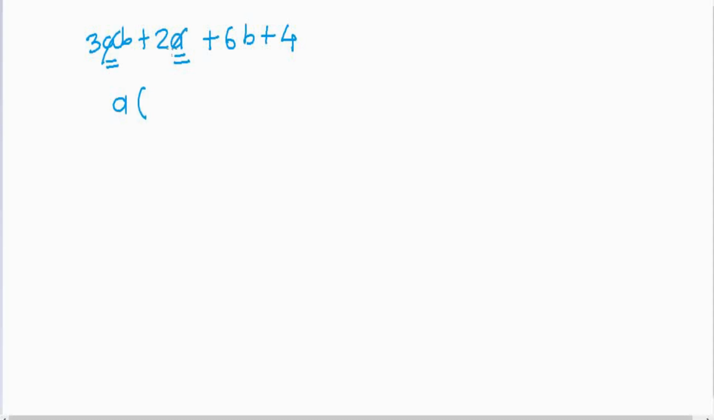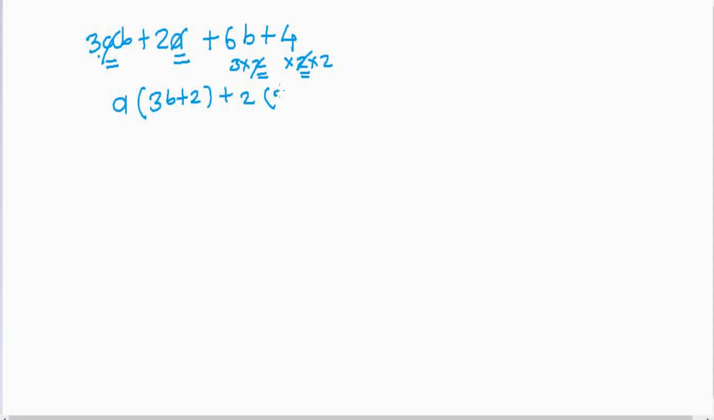A gets cancelled, and what we have now, remaining terms 3b plus 2. Plus, again 6 means 3 into 2, and 4 means we have 2 into 2. So if we take 2 common from this, 2 gets cancelled, and what remains here?